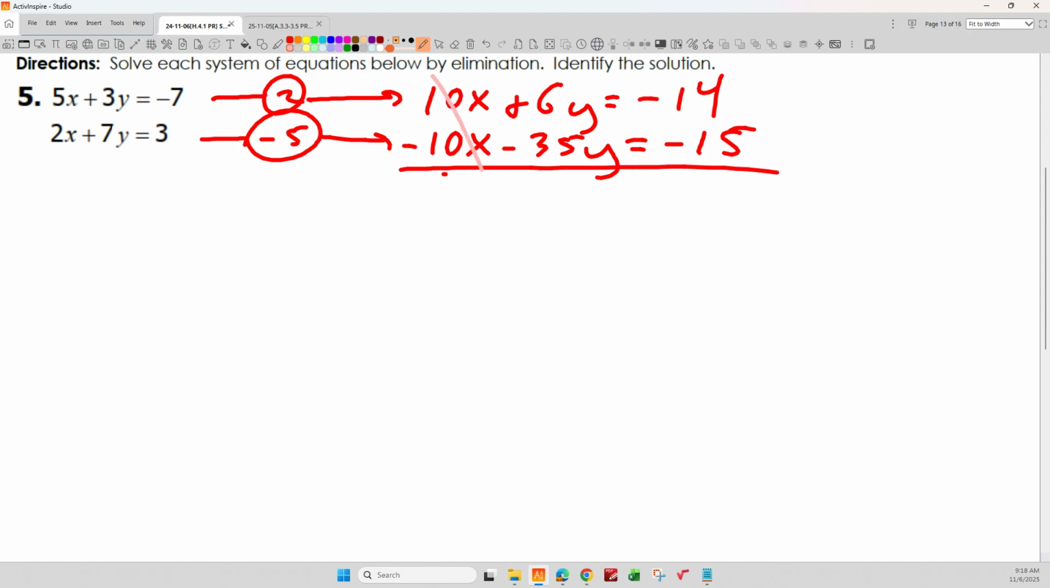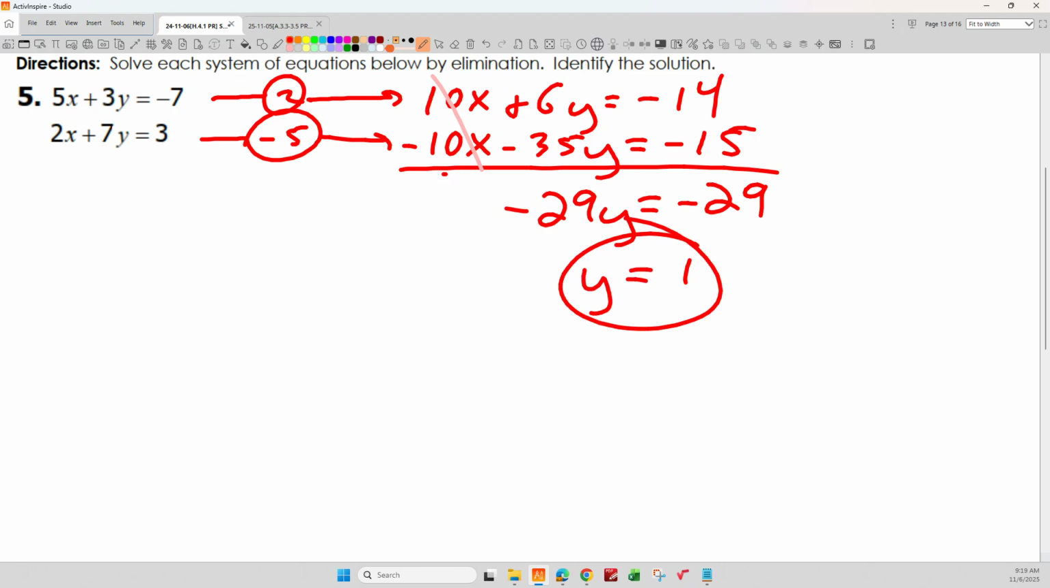And that's good because the x's cancel. I think we've had the x's cancel every time. Do we have to make the x's cancel? No, it doesn't matter. We can cancel either variable. So we end up with, what, negative 29y equals negative 29. So what's y?